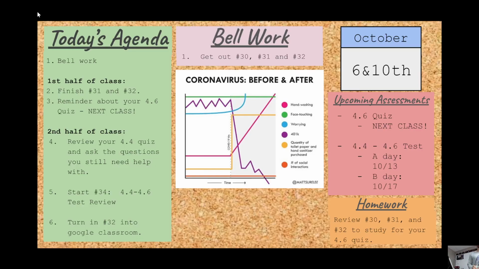So you don't really need to worry too much about the test at this point, but like the first test, the best resource is going to be your quizzes. So the mistakes you made on your 4.4 quiz that you can ask about the second half of class, the 4.5 quiz, and the 4.6 quiz that you can ask about on Monday will be the best resource. And then number 34, the test review, would be a good secondary source. So right now you just need to worry about your 4.6 quiz on Monday.